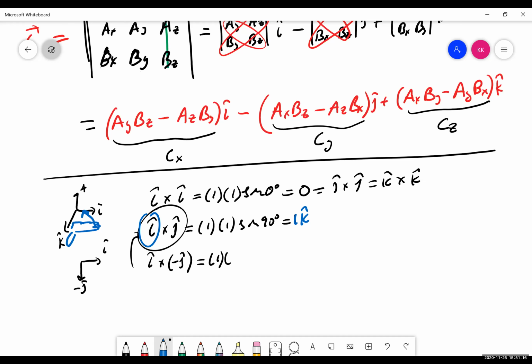Okay, so for example, here we have I hat cross negative J hat. You can see they are perpendicular to one another. This time you have your fingers in the direction of I hat again, but you need to curl in the direction of negative J hat, which is down. If you do that, your thumb will be pointing into the page, which means this is negative K hat. Again, there's a table in the book you can look at, but you can also learn this using the right hand rule.